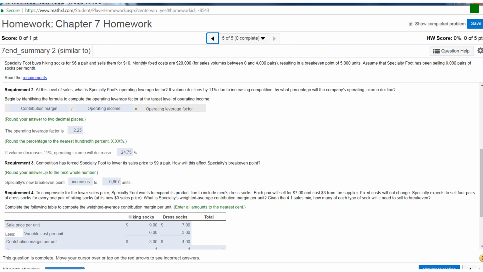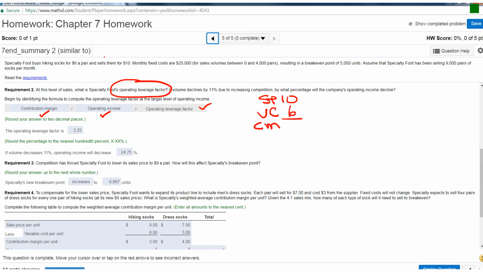Okay, so on this slide, I'm going to go over requirements 2 and 3. Requirement number 2 says, at this sales level, what is their operating leverage factor? To calculate operating leverage, you have to take your contribution margin and divide by operating income. That's how you get your factor. So in this case, I'm going to write this off to the side here. The sales price was $10. The variable cost was 6 per unit.